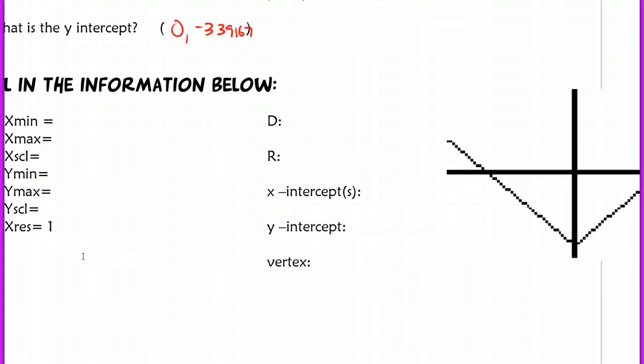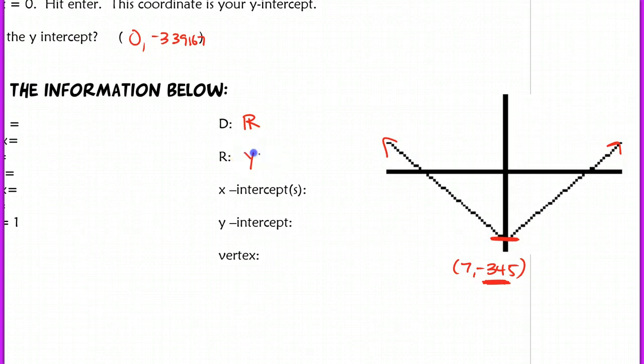Alright. Well, the domain of this function, since it's going to the left and to the right, is going to be all reals. Now the range, this function has a low point. And luckily for you, you already know the low point. Since that vertex was at 7, negative 345, this value is the lowest that y value is ever going to be. So we have a range of y is greater than or equal to negative 345.